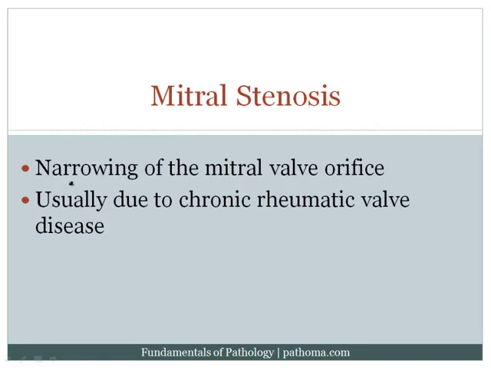Mitral stenosis is when we have narrowing of the mitral valve orifice, and the key circumstance in which we would see this would be chronic rheumatic valve disease. Remember that chronic rheumatic valve disease preferentially involves the mitral valve and that it creates stenosis. So chronic rheumatic disease creates stenosis, and acute rheumatic disease creates regurgitation. And that's a high-yield sort of simple principle to bear in mind.